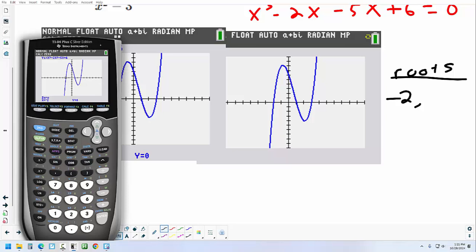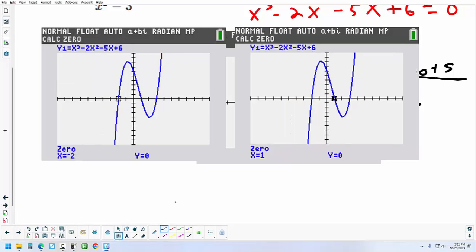Okay, so now how do I get the next one? What do I have to do? I do the same thing again. Second calc, 0, except this time, move your cursor closer to the other side. To the left, to the right, do your guess, and that's what you should get for your second answer. So, I got 2 of them. Is there any question how I do the third one? No? You just do it one more time.